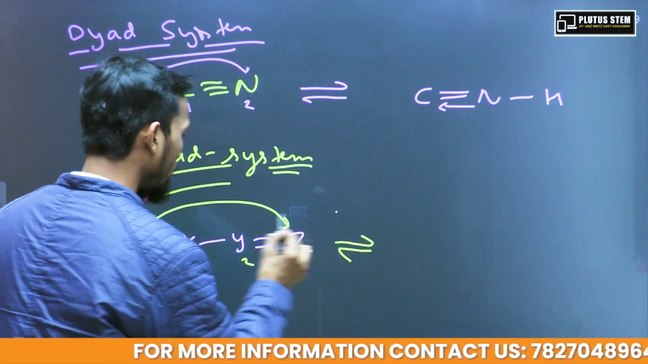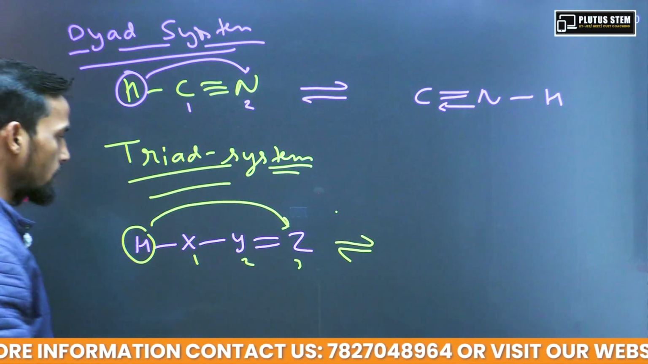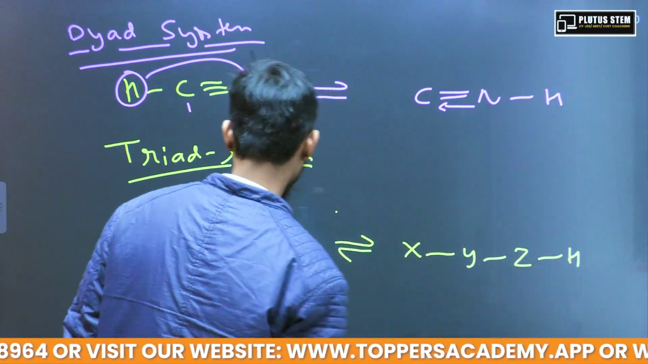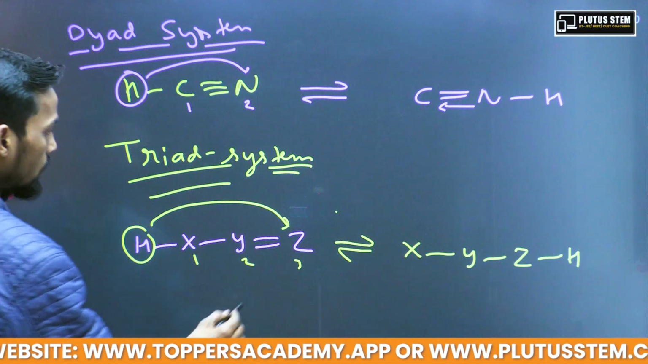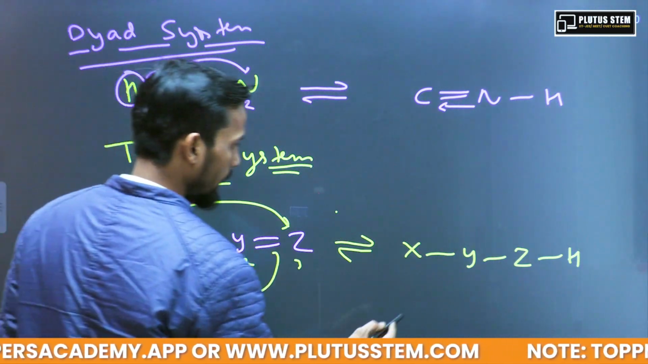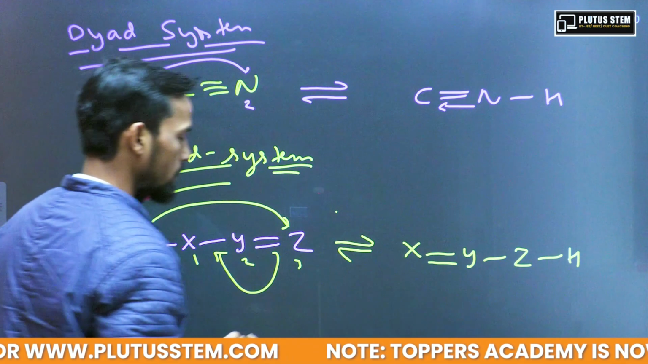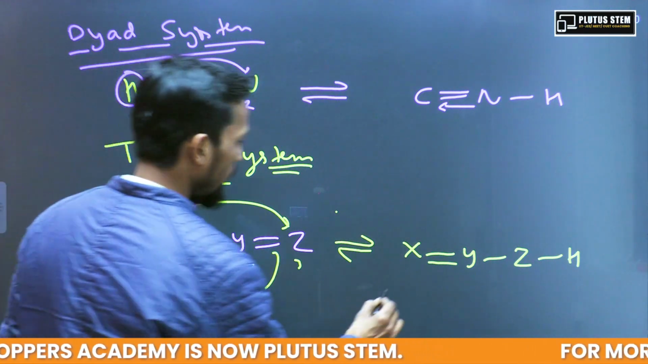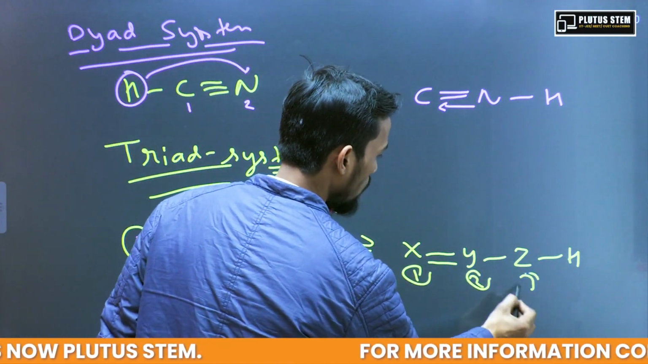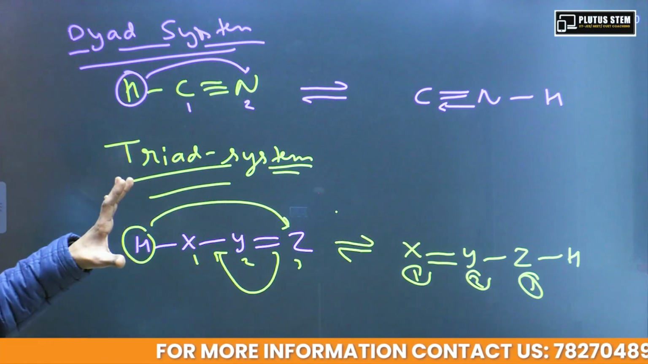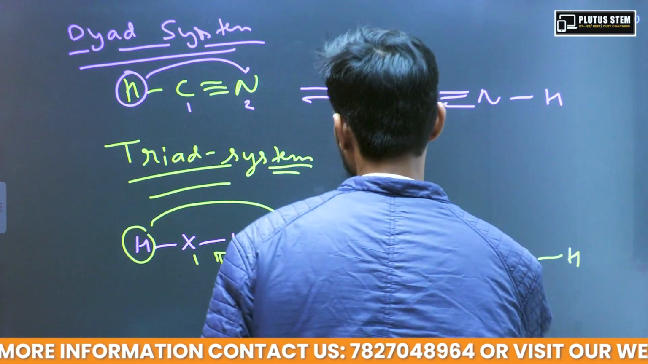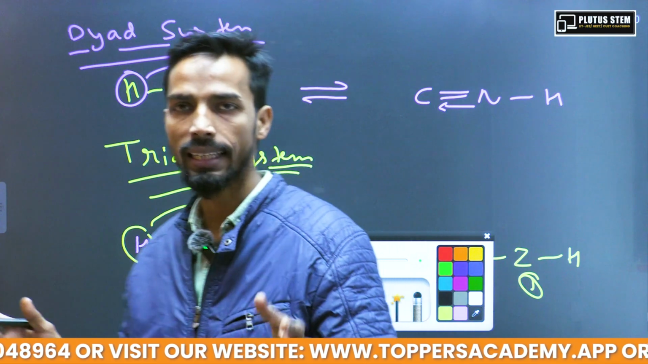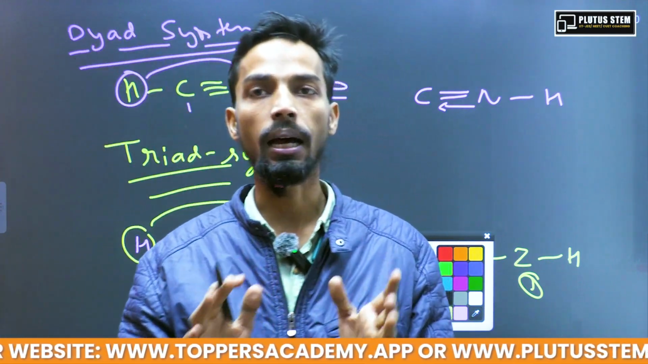These are interconvertible. Then we will write it like this: X, single bond Y, single bond Z, and over here hydrogen. So this hydrogen is coming over here, and it is quite obvious the double bond will come on this side, like this. This is the main thing where we see 1, 2, 3, the movement of this hydrogen. This is a triad system. And the most important example of this system is keto-enol. Many more systems are there, like ester, and we will see many more examples.